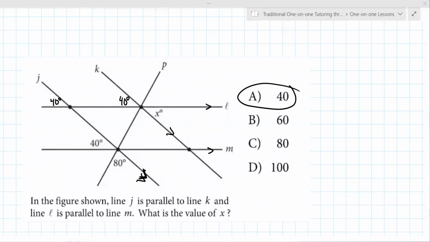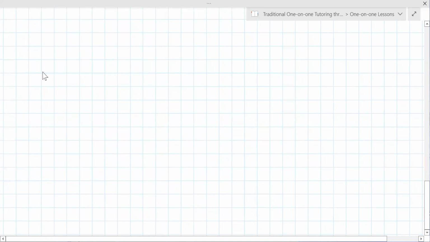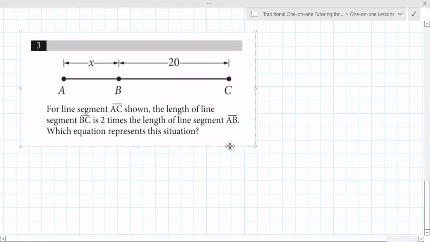You can also go off the reasonableness of it, like what is the most reasonable answer? x is an acute angle. It's definitely not 80. It's definitely not 100. All right, let's look at another one here. Was the way you wanted me to do it to add 40 and 80 together? No. I'm trying to show you on the visual stuff that you can actually make some assumptions. You can just go with what you think is best. So I want you to read this and then tell me the value of x.